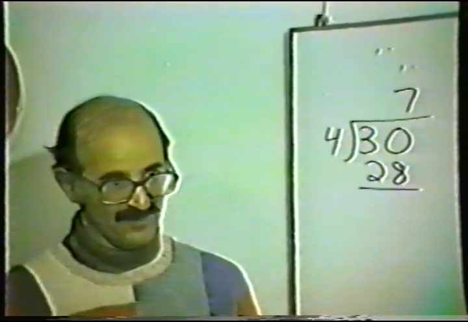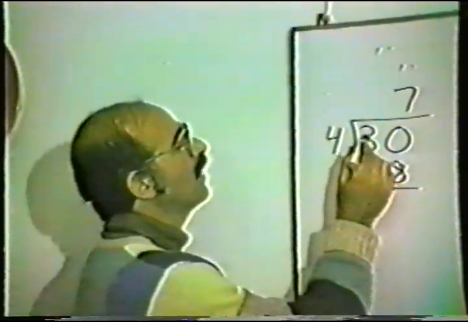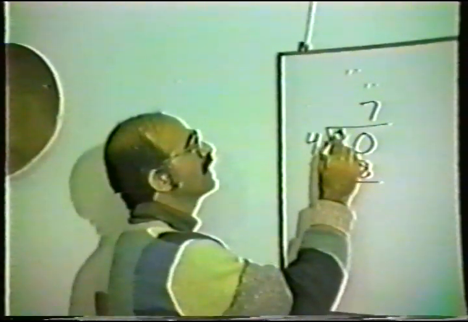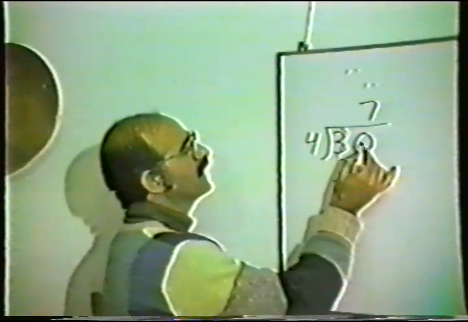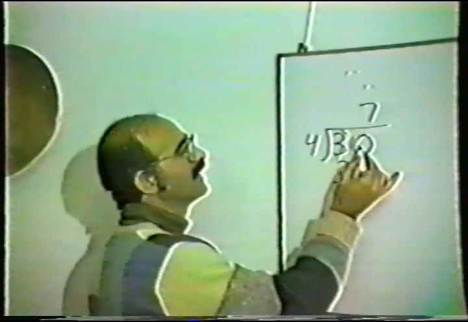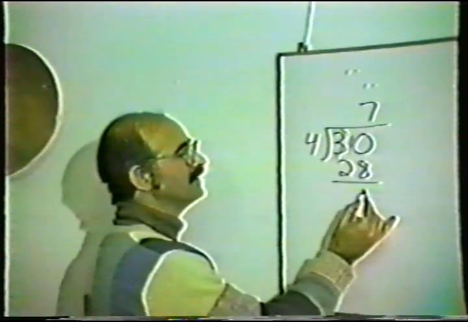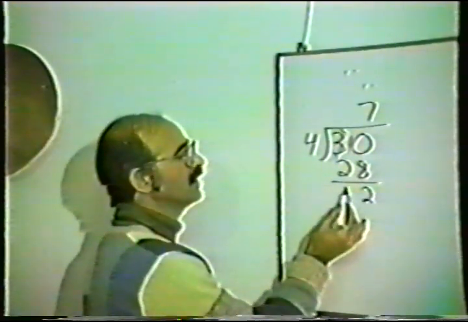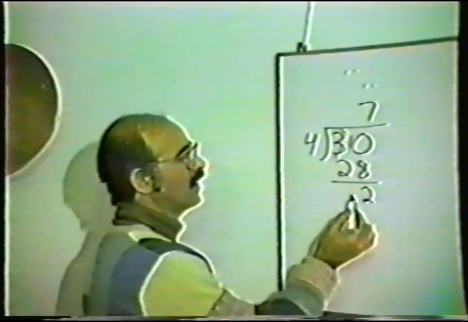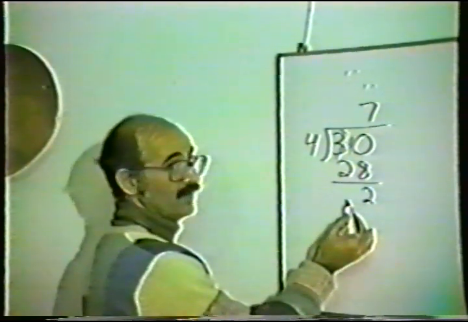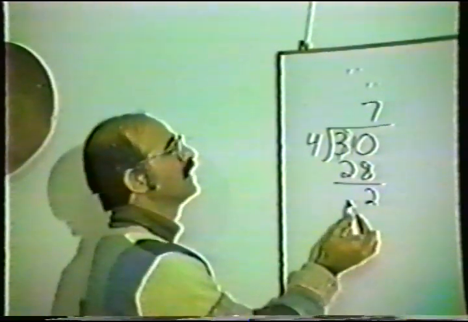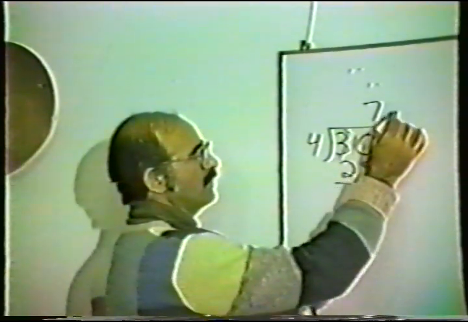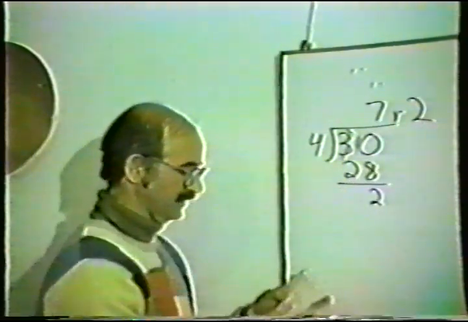Can't do. We have to borrow from the 3. The 3 becomes the 2 to make the 0 a 10. 10 take away 8 is 2. 2 take away 2 is 0, which we don't bother to write when it comes in the very front of a number. 4 into 30, 7, remainder 2.